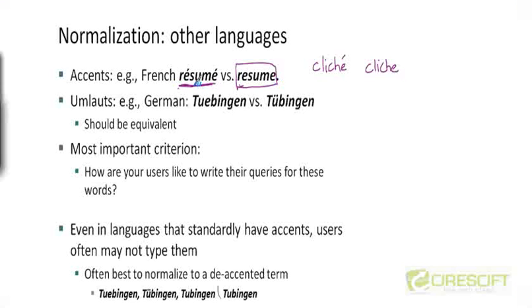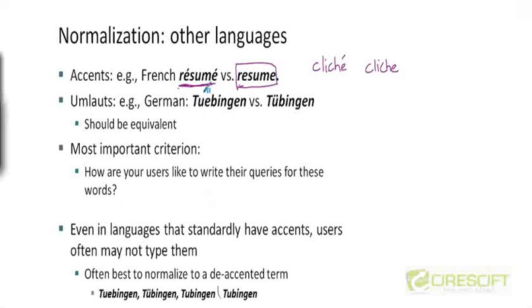But in some languages other than English, accents can often be used. So a word with an accent can mean something pretty different from a word without an accent, in which case it may not be a good idea to map both of them to the same term. But the most important criterion to use when deciding whether you want to just blindly delete accents, or whether you want to delete accents in general with some exceptions, is to examine your user base and see how the users are going to write their queries for these words.